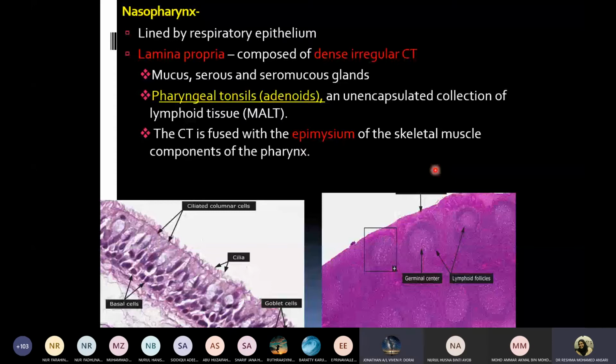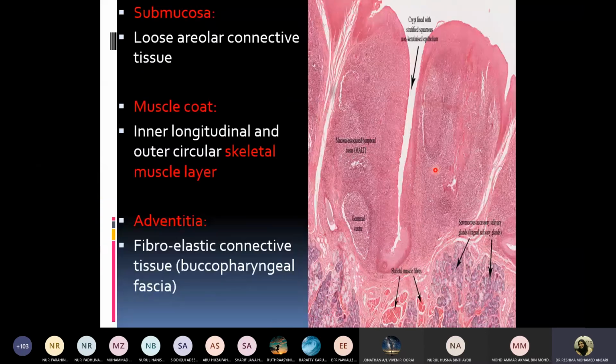If you open your mouth, you see two large groups of collections of lymphoid follicles. You just call it tonsils. But here we give a special name. We call it pharyngeal tonsils because it is present in the pharynx. This pharynx also has a lot of connective tissue, which is fused with the connective tissue of the skeletal muscle. So the nasopharynx is lined by respiratory epithelium and has a lamina propria with glands. The only extra addition here is the presence of adenoids or your pharyngeal tonsils.